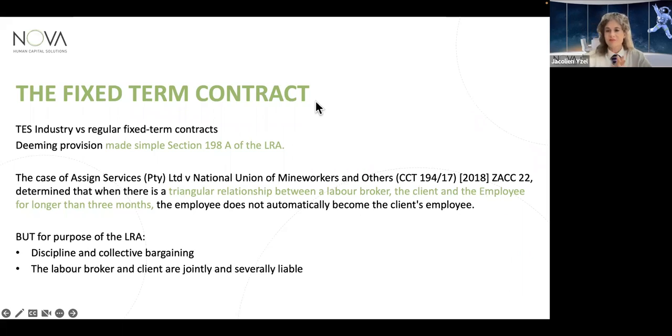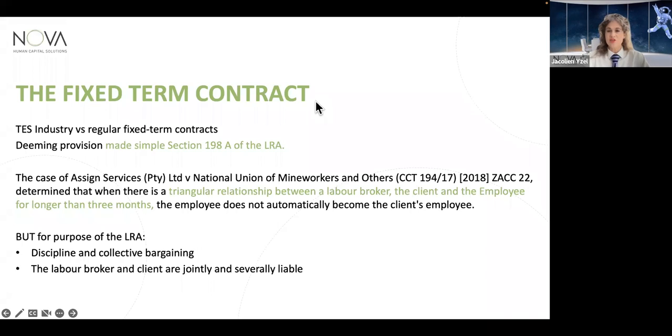What happened is the unions felt that where we have this triangular relationship, we have the labor broker, we have the client, and we have the employee. The labor broker sends the employee to the client, and the employee works on the client's premises. What happened in the past is the client would, for some or other reason, not be happy and chase the employee away and just tell the labor broker, don't send this person back to me, I don't want them. Then it was the labor broker's problem to either place them somewhere or not have a job for them. These employees were very, very seldom protected and they did not have job security.